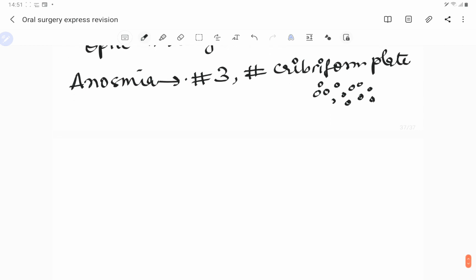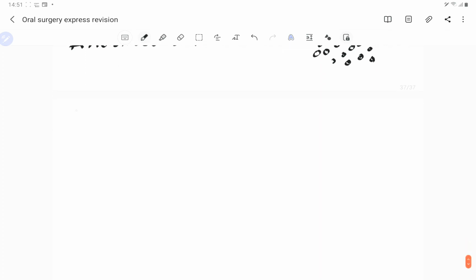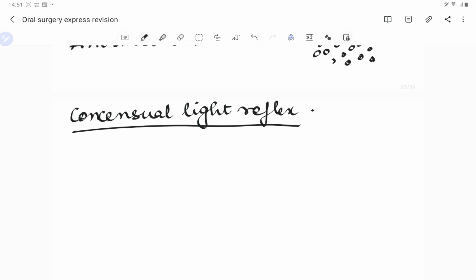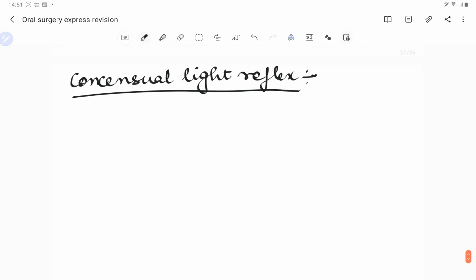Then if the patient is unconscious, how will you check for oculomotor and optic function? For that reason we have the consensual light reflex, which we have also covered, I think, in the first part of this express revision course of oral surgery.